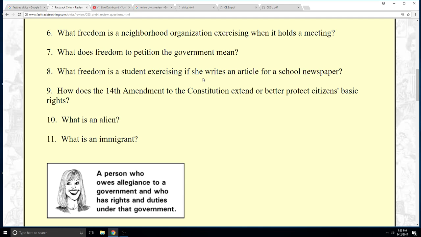So alien and immigrant. What's an alien? What's an immigrant? Bonus points if you can remember how I told you to remember it in class. 2 words for each of them. And yes, you guys all got freedom of the press. Good job.